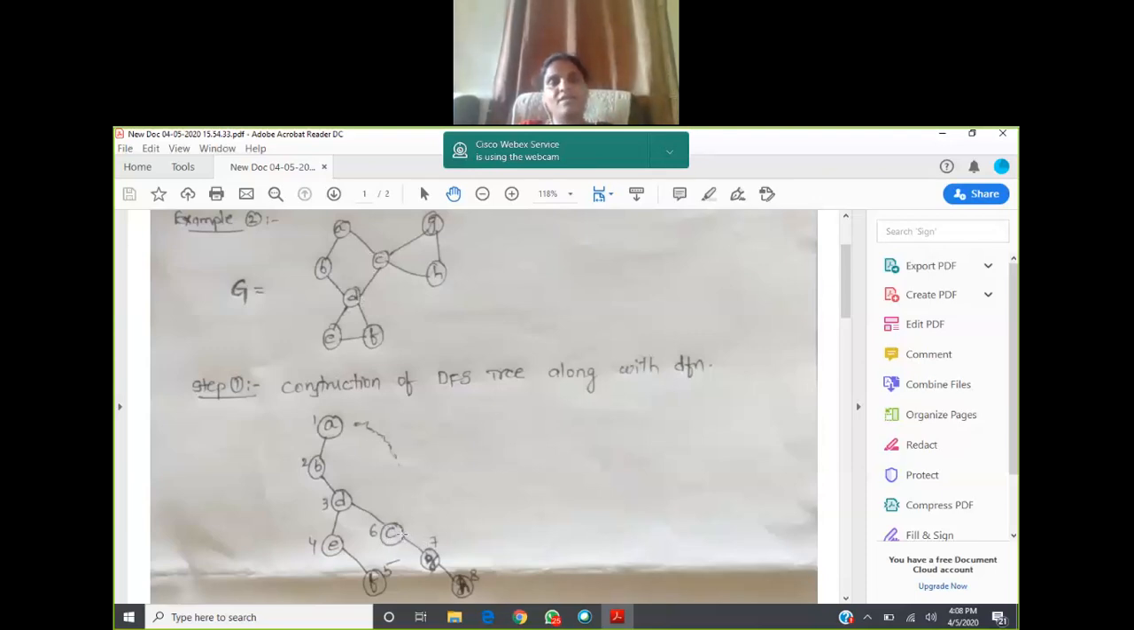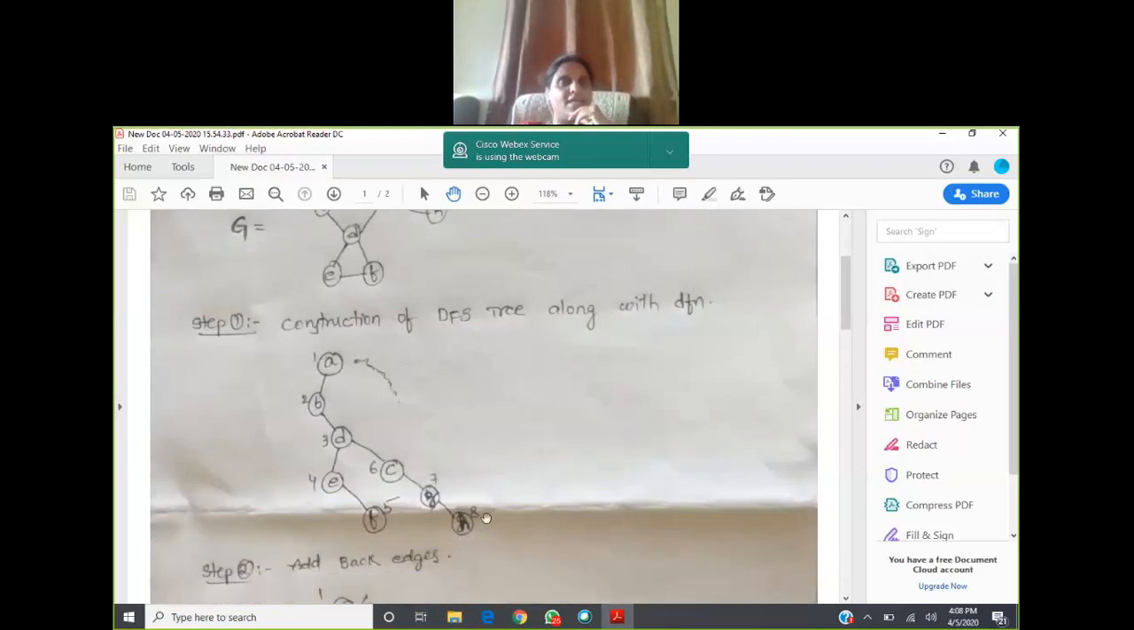For vertex C the adjacents are A, D, G and H. A and D are already visited; you can visit either vertex G or vertex H. I am visiting vertex G with numbering 7, and for vertex G the adjacent is H, and keep DFN number as 8. So this is the procedure for construction of a DFS tree. This is the first step. Hope you all have understood.